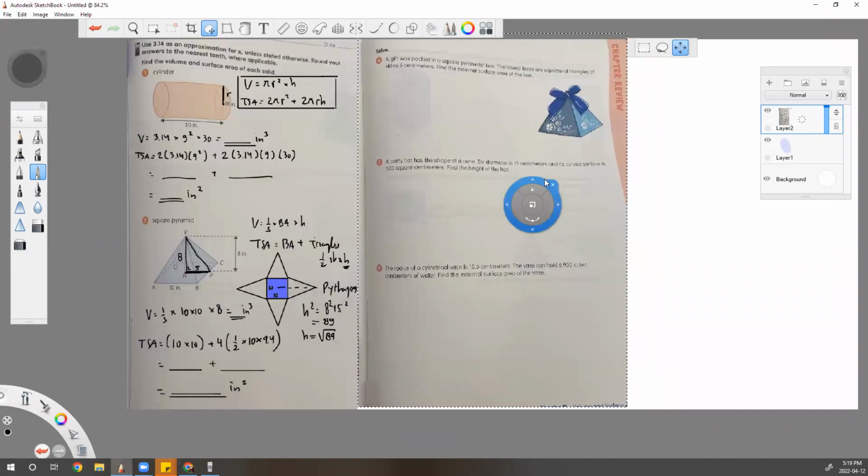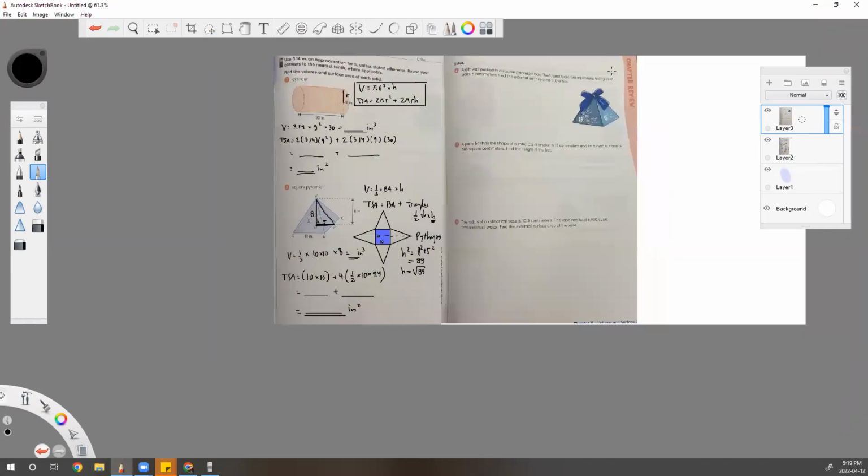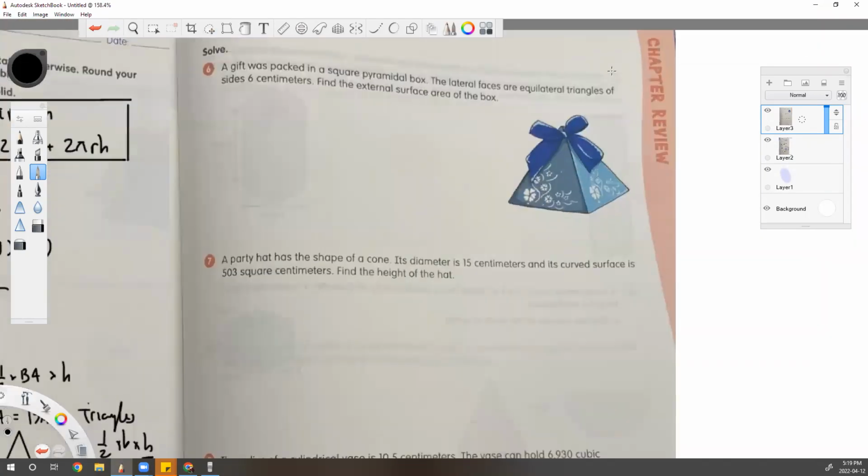Paper. Okay. Oh, it's quite nice. Okay. A gift was packed in a square pyramidal box. The lateral faces are equilateral triangles of side 6 centimeters. Find the external surface area of the box.